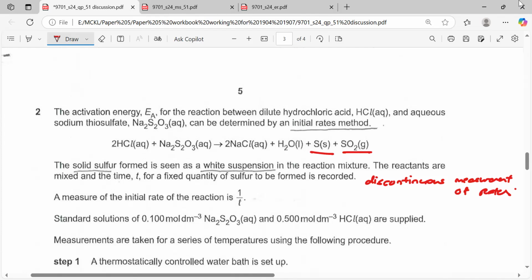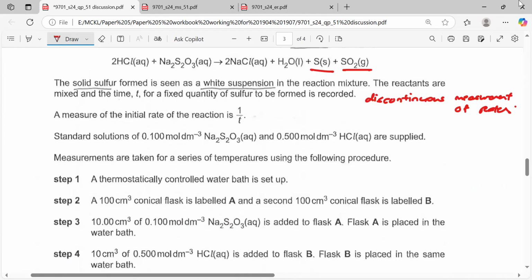So the measure of initial rate of the reaction is 1/T. Rate is 1/time, but theoretically, rate is defined as the change in concentration over the change in time. But in practical, it is very time consuming to convert all the numbers to concentration. So rather they just keep the whole thing constant and give you a 1.